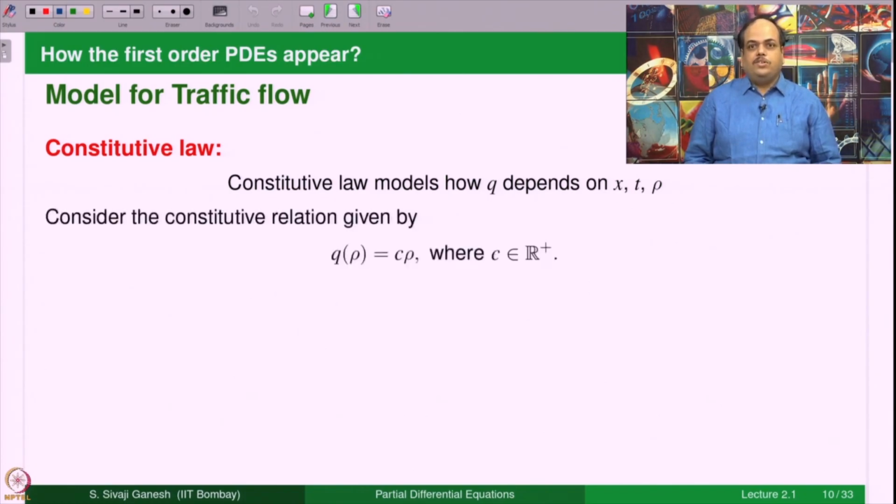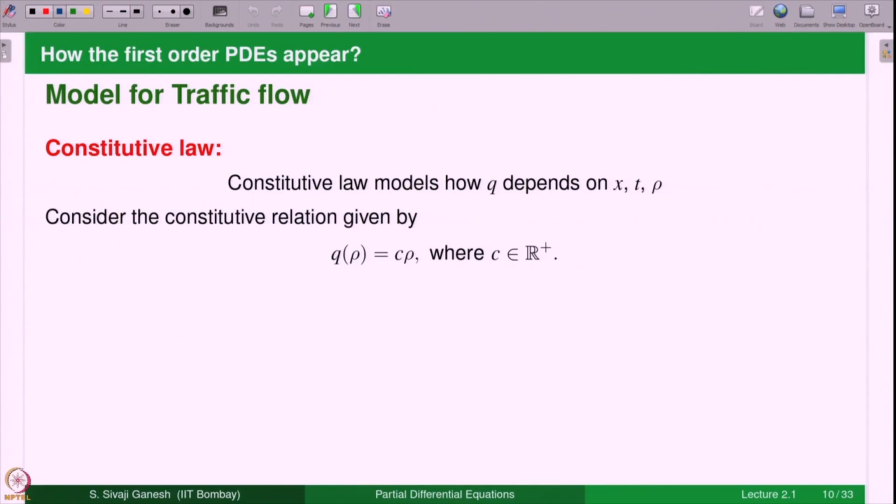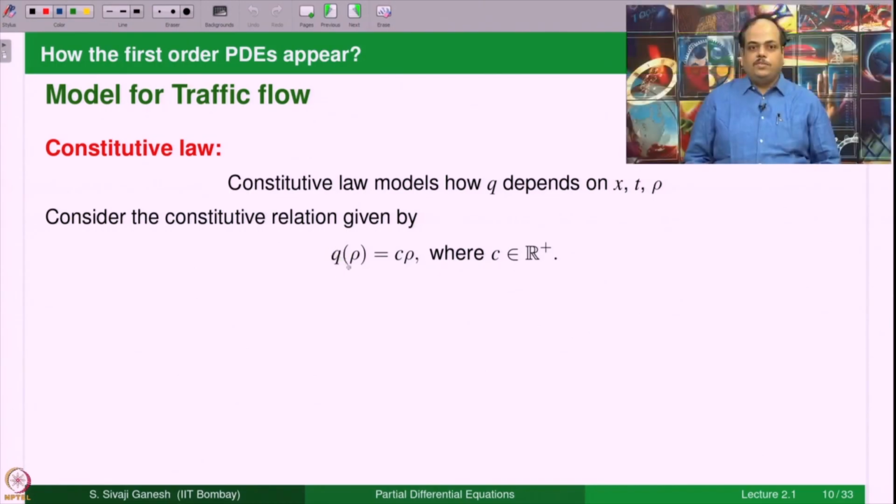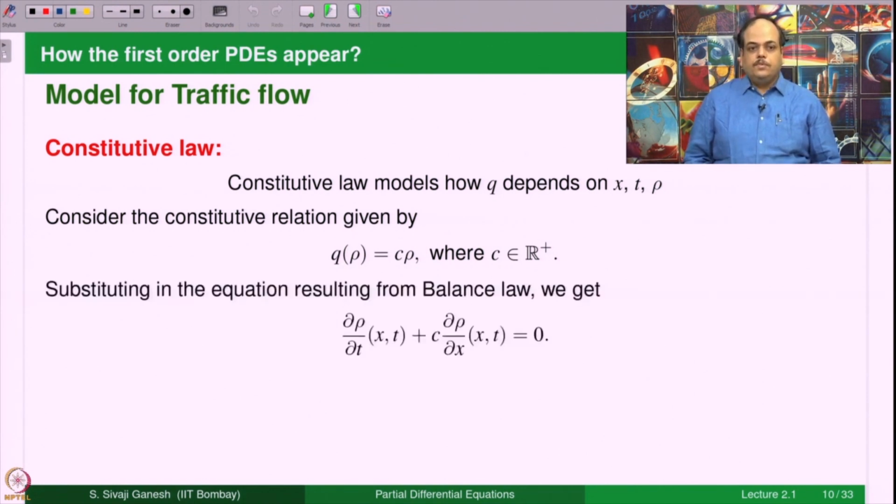Consider the simplest constitutive law which is given by q of x, t, rho. Since x and t are not involved in this formula, I have not written x, t. So, q of rho equals c rho, where c is a positive number. This means the flux is proportional to the number of cars. So, substituting this in the balance law, what we get is dou rho by dou t plus c times dou rho by dou x equals 0.